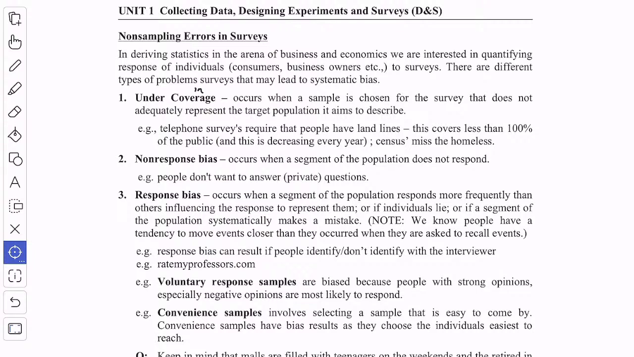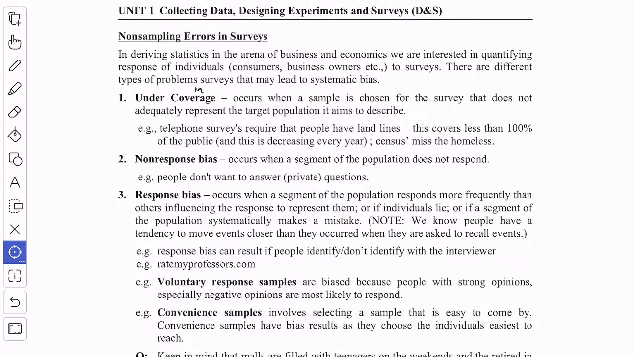All right, so I gave you some examples there. If people don't identify with an interviewer, that was explained in the videos, they might not respond. They might not like the person. They might just say, no, I'm not interested, or no comment.